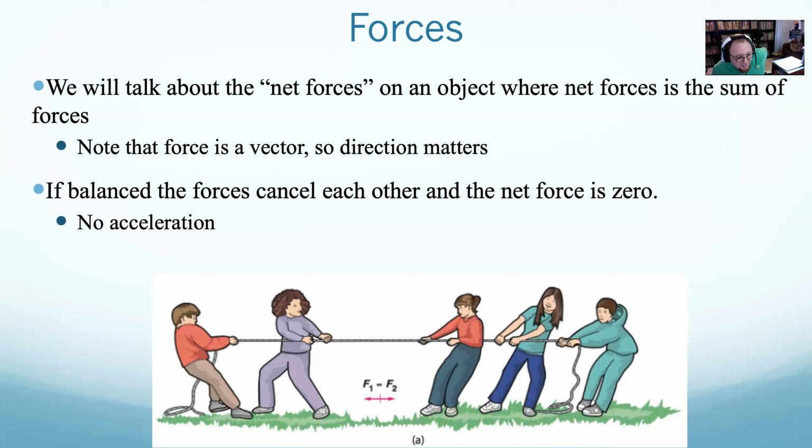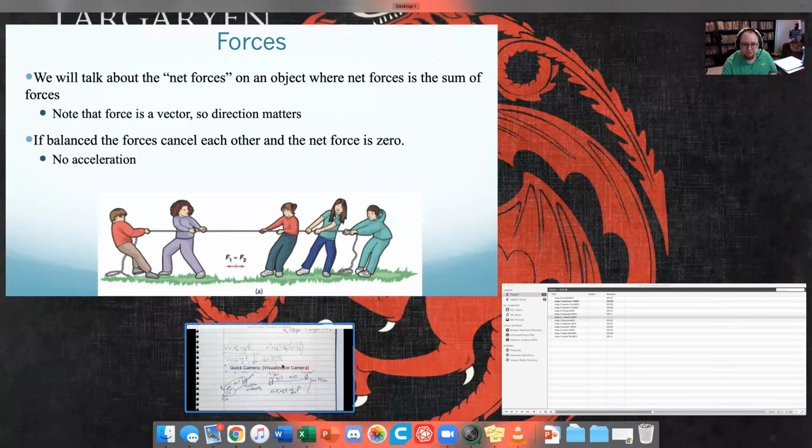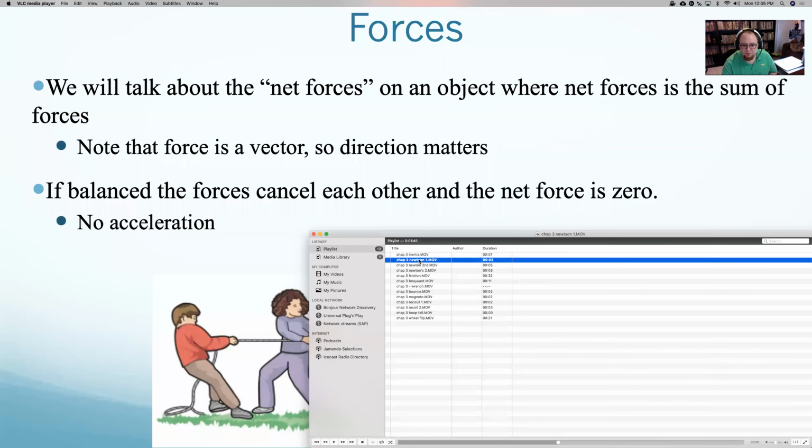Now, of note, the acceleration will be 0. This does not mean the velocity will be 0. Take, for example, this little car here with my accelerometer.